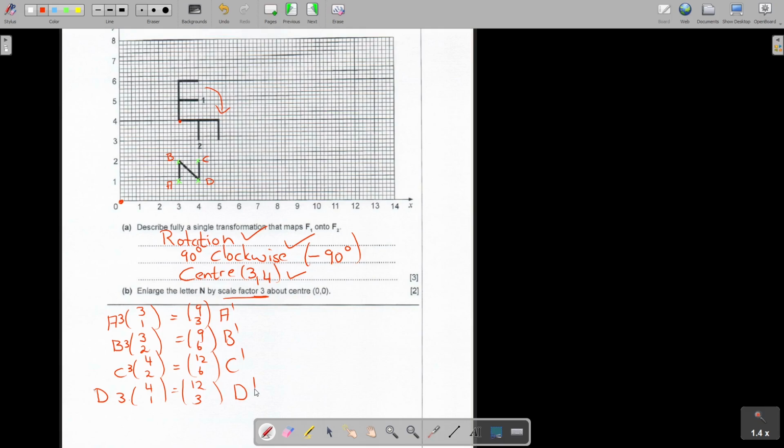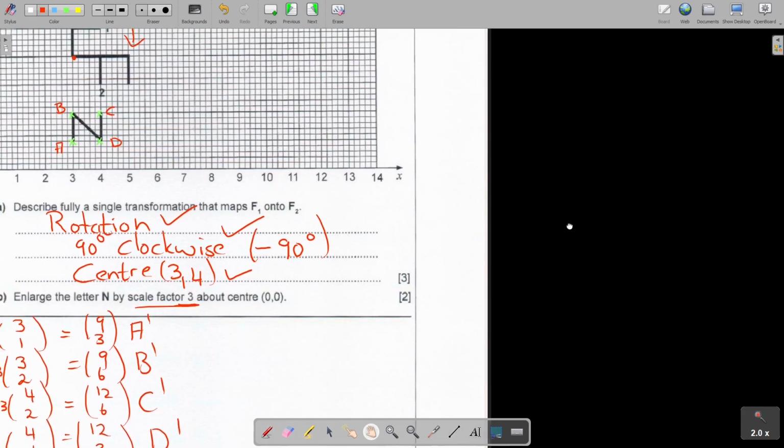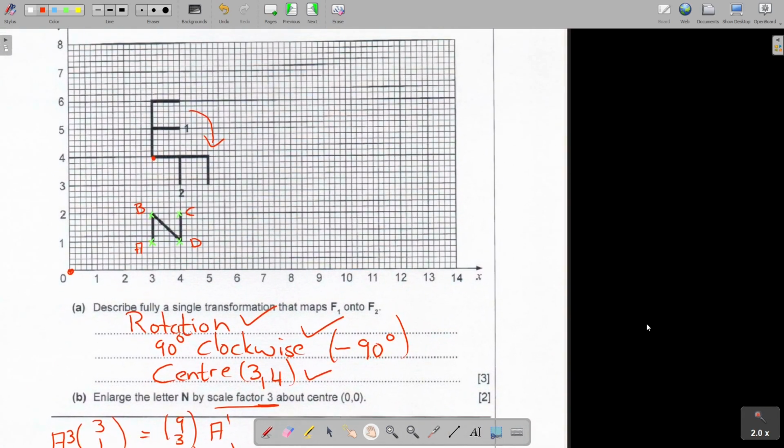Now I'm just struggling a little bit with my sketch here. I'm going to see if I can make it bigger to help me a little bit. So 9, 3. Because of the lines, that's very dark. Okay, 9, 3. Looks like there. Okay, so this is A dash.